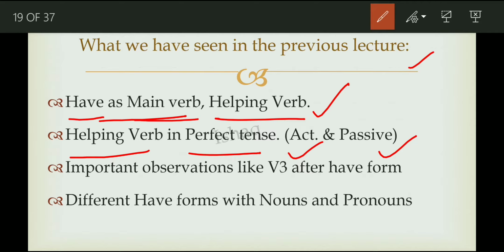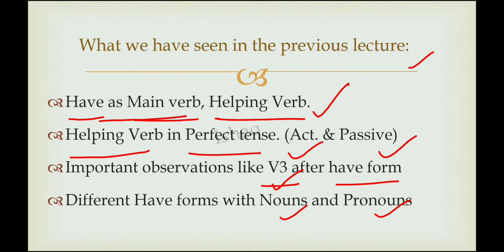And important observations like the past participle form of the verb, which is V3, after all have forms, which means after has, have, or had we use the past participle form of the verb. We also saw which form of have, whether has, have, or had, should be used after each noun and each pronoun. That is what we have seen in the previous video. So please do watch that video, as this is a continuation of it, and you'll find the link in the description. If you haven't watched it, go watch that video and come back to this one.